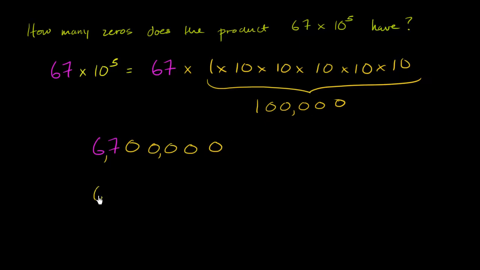Another way you could think about it, this is the same thing as 67 times 100,000. So it's going to be 67, and then we have 5 zeros here. So once again, 1, 2, 3, 4, 5. You get the exact same value.